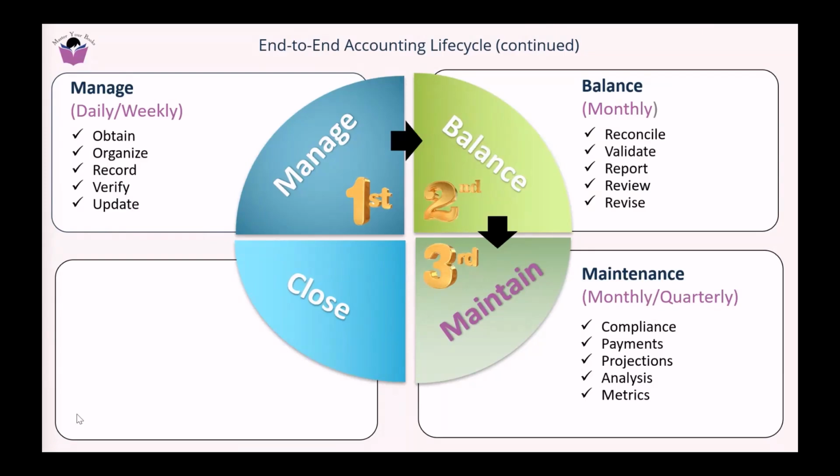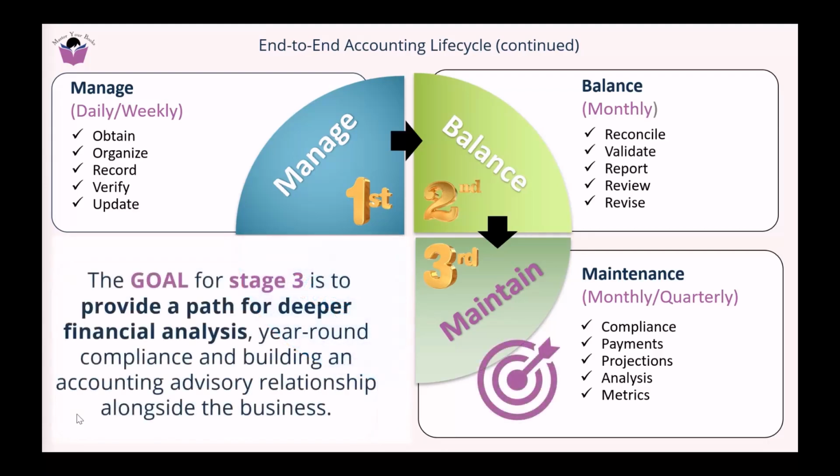And then comes stage 3, when you're just maintaining that well-oiled machine, when you're making sure the finances on a monthly or quarterly basis are compliant, when you're making those payments, those compliant payments, those tax payments. You may be providing quarterly projections or deeper financial analysis. And of course, this is when you can start doing some really good key performance indicators and metrics for the business. So for stage 3, the goal is to provide a deeper financial analysis. You're keeping them year-round compliant. You're building that relationship with them, and you're really able to go deeper into the finances, which is really what most accounting partners want to do with their clients.